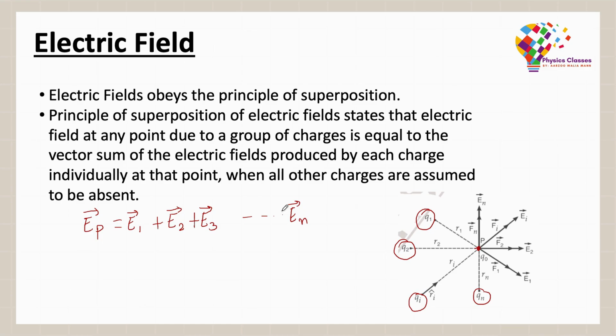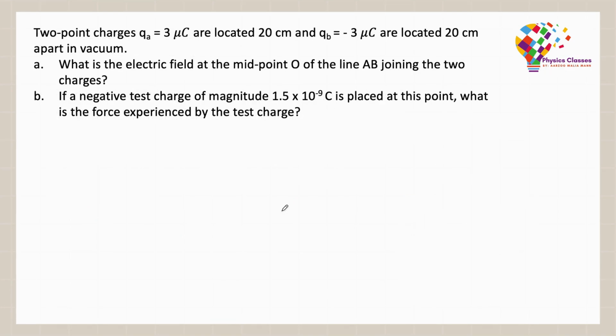Now, we will do one question here on the superposition principle in order to understand how to apply the directions here. So I have 2 point charges, QA equal to 3 microcoulomb, located at 20 centimeters from QB, that is minus 3 microcoulomb. What is the electric field at the midpoint O of the line joining the two charges? If a negative test charge of magnitude 1.5 into 10 to the power minus 9 coulomb is placed at this point, what is the force experienced by the test charge?